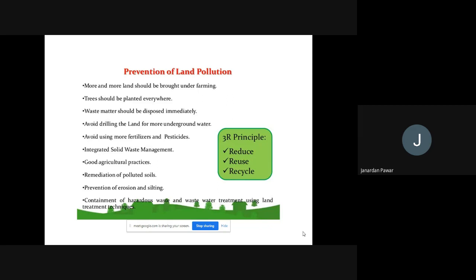There are 3 R's which are always used as far as environmental pollution is concerned. And those 3 R's are: reduce, reuse and recycle. Reduce means we are trying to reduce the pollution. Reuse means whatever we are using, once again we use the same things. And recycle, once it is reused, then we have to recycle it. Again, we put it through the process of remaking that particular product. So it is called the 3 R's: reduce, reuse and recycle, if I'm not wrong.